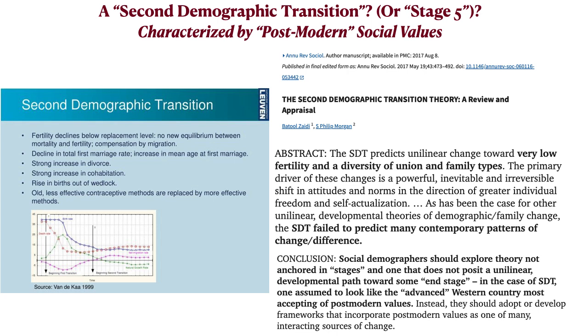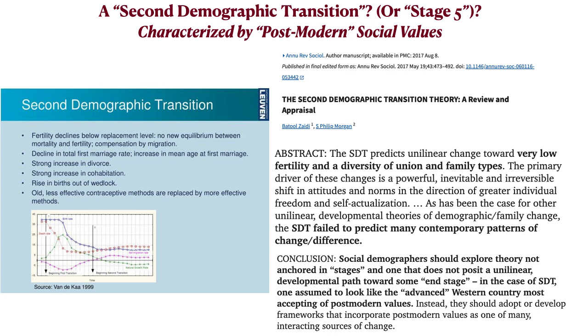Now, there's been quite a bit of scholarly work on the idea of a second demographic transition, which we could say is essentially stage 5. And this came about, I think it was first hypothesized in the 1990s. But the idea behind this, really based on the European experience, is that in stage 5 or in the second demographic transition, you're going to have huge changes in family types.